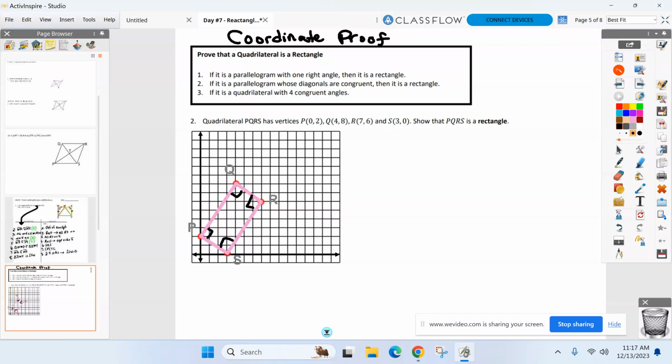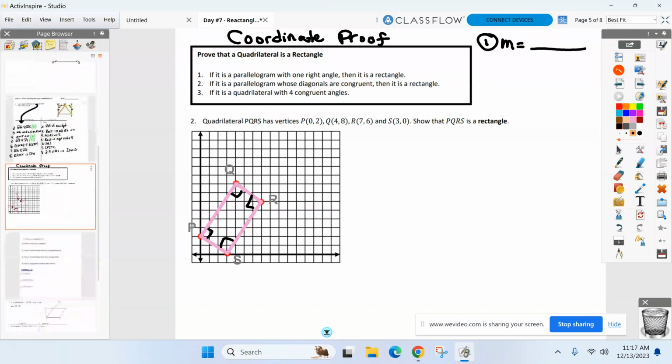If 2 lines are perpendicular, slopes are negative reciprocals. Let's say that word again. Slopes are negative reciprocals. So the first formula we're going to need when we do a coordinate proof is the slope formula. Anybody remember that one? Anybody remember the slope formula? Come on, give me a break.